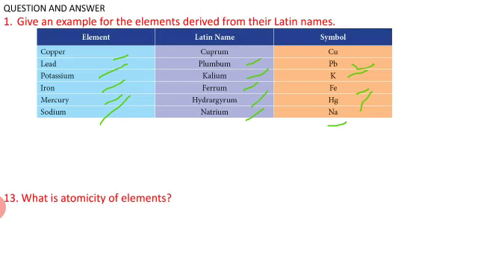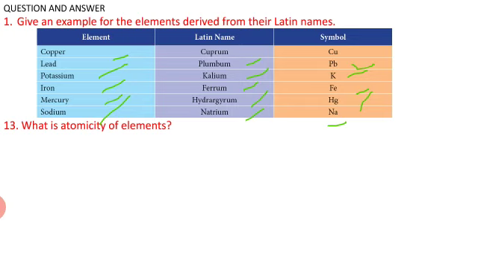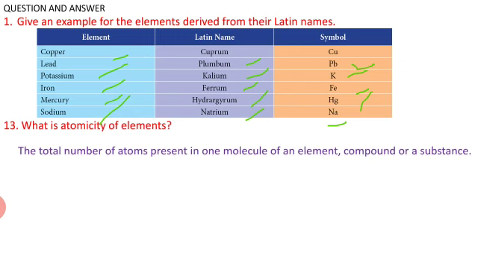Right. Next, second question. What is atomicity of elements? The total number of atoms present in one molecule of an element, compound or substance. How many atoms are present in the molecule, that is the atomicity. Next, calculate the atomicity.